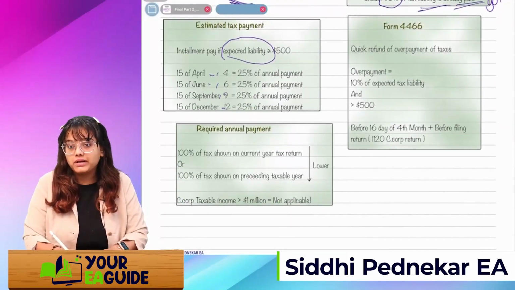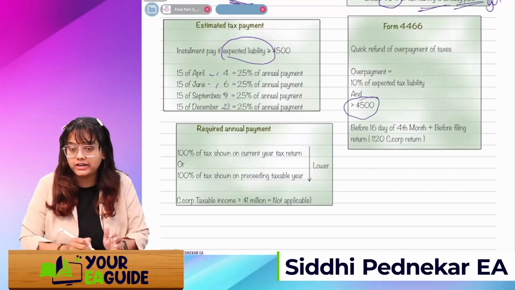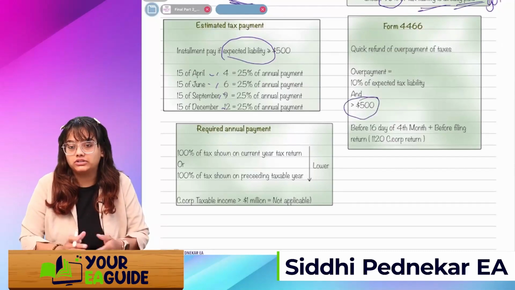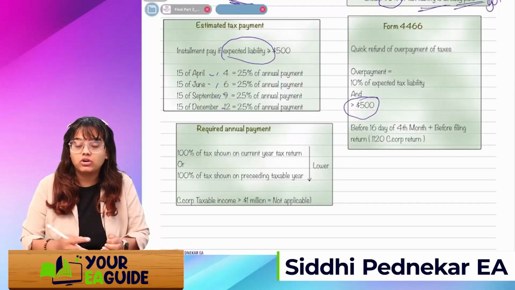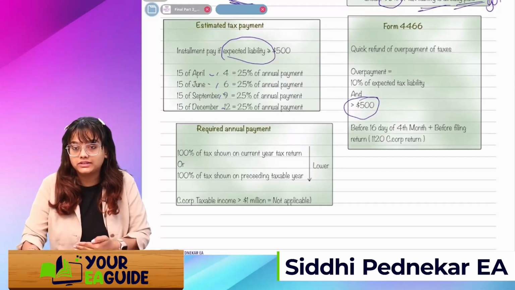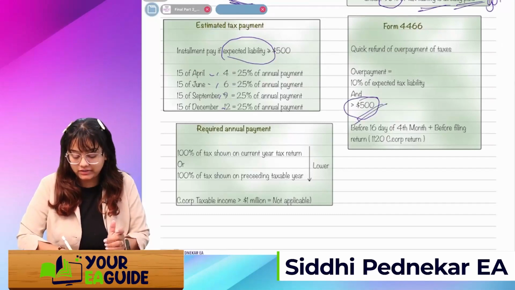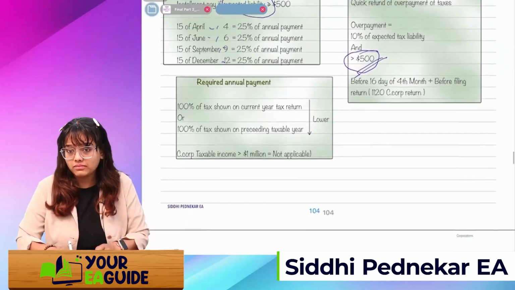If your overpayment is more than 10% of the expected tax liability, and if it's more than $500, then you can apply. You can't apply for a refund of $10 or $20 or maybe $200. It will be automatically settled in the next tax returns. But if it's more than $500, then you can apply for a refund.